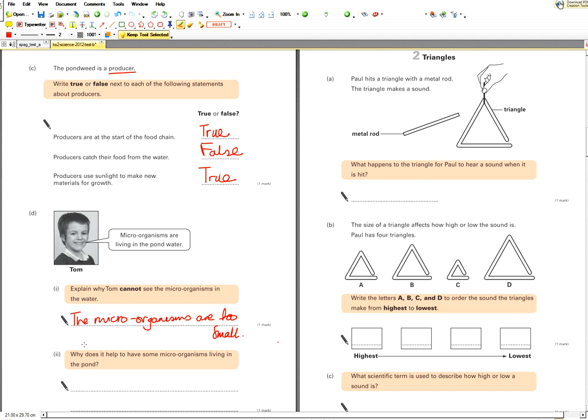They break it down. Okay, so they are used to recycle the waste into nutrients, or they break down the waste. So the microorganisms break down the waste and turn it into nutrients for other creatures to have. Break down the waste into nutrients.